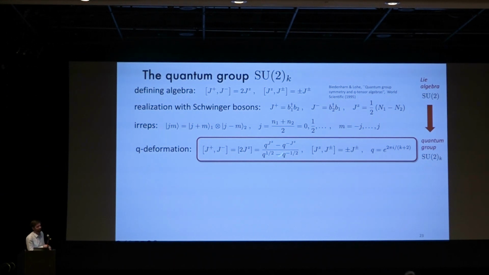This is weird, but what you see here also is that if you send Q to 1, this reduces to the ordinary algebra. So you're guaranteed to converge in that formal sense. And this happens if K goes to infinity, because then the root of unity goes closer to 1. So in that sense, that's a controlled truncation. And then there's a bit of heavy lifting to understand the representation theory of this.